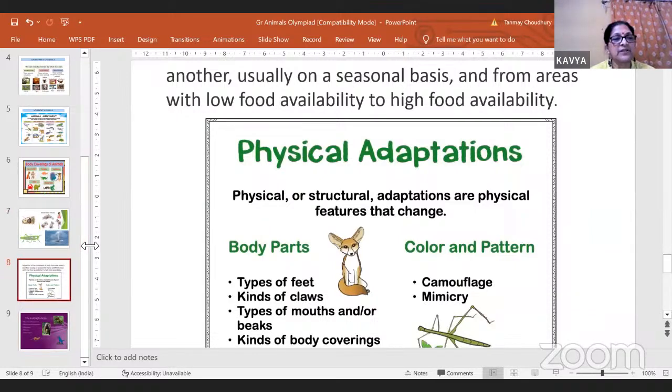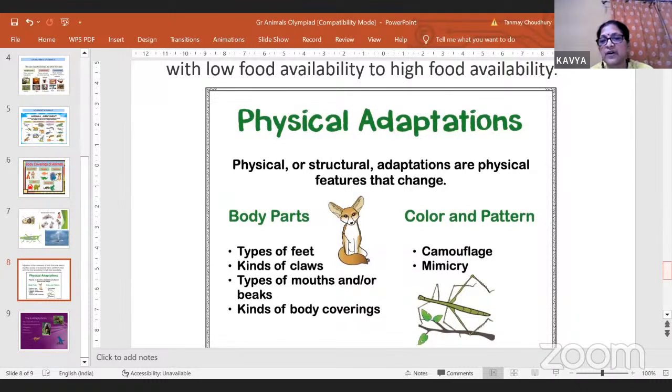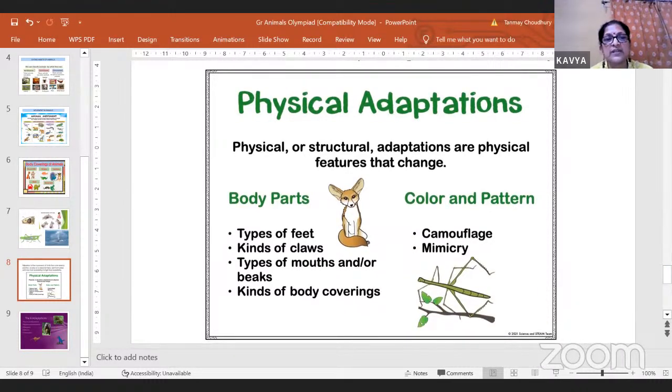Then adaptations. What are adaptations? Now we had read that the animals live wherever they live comfortably, that is known as its habitat. But to live comfortably, it needs certain things. It needs certain structures. For example, a camel can live comfortably in the desert. But how does it live comfortably?